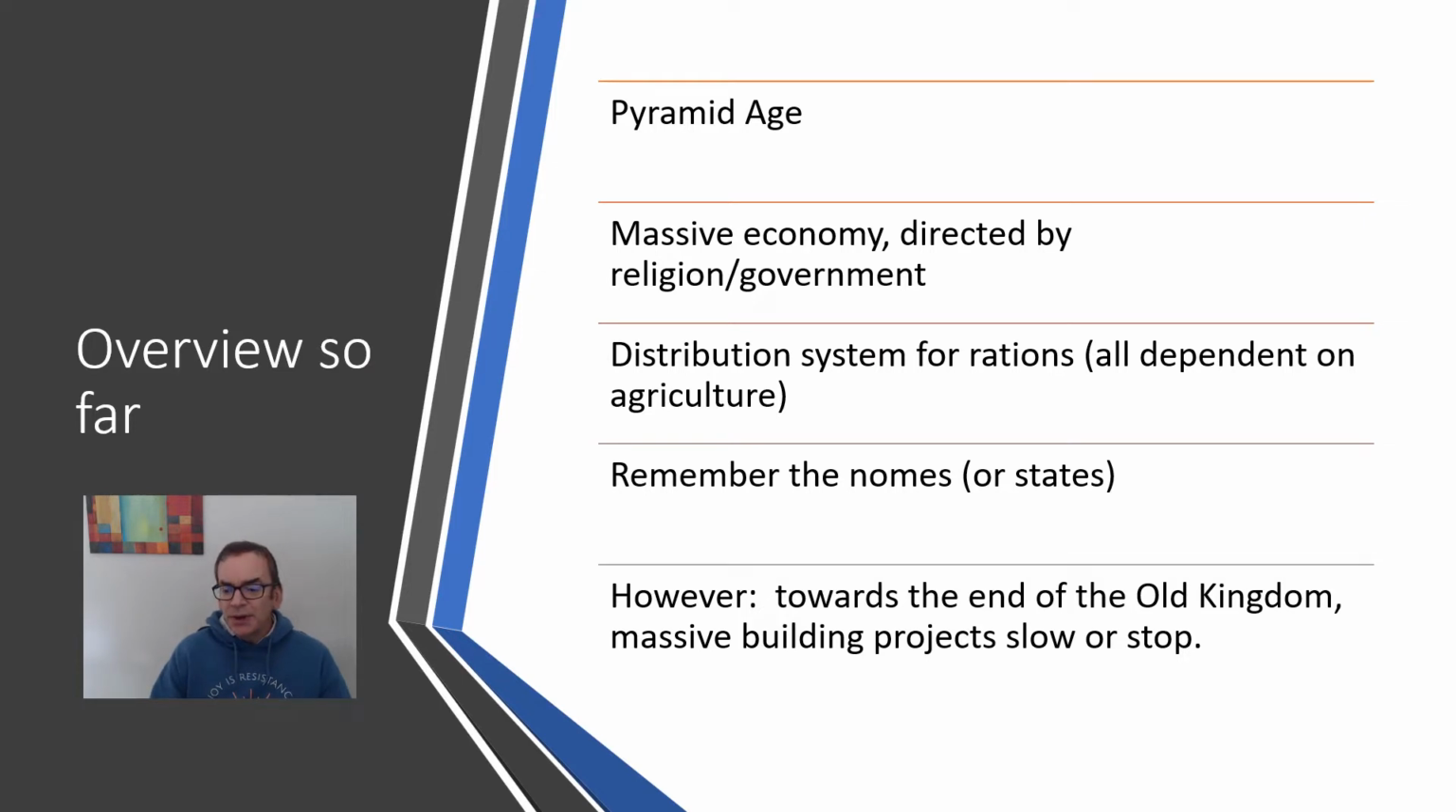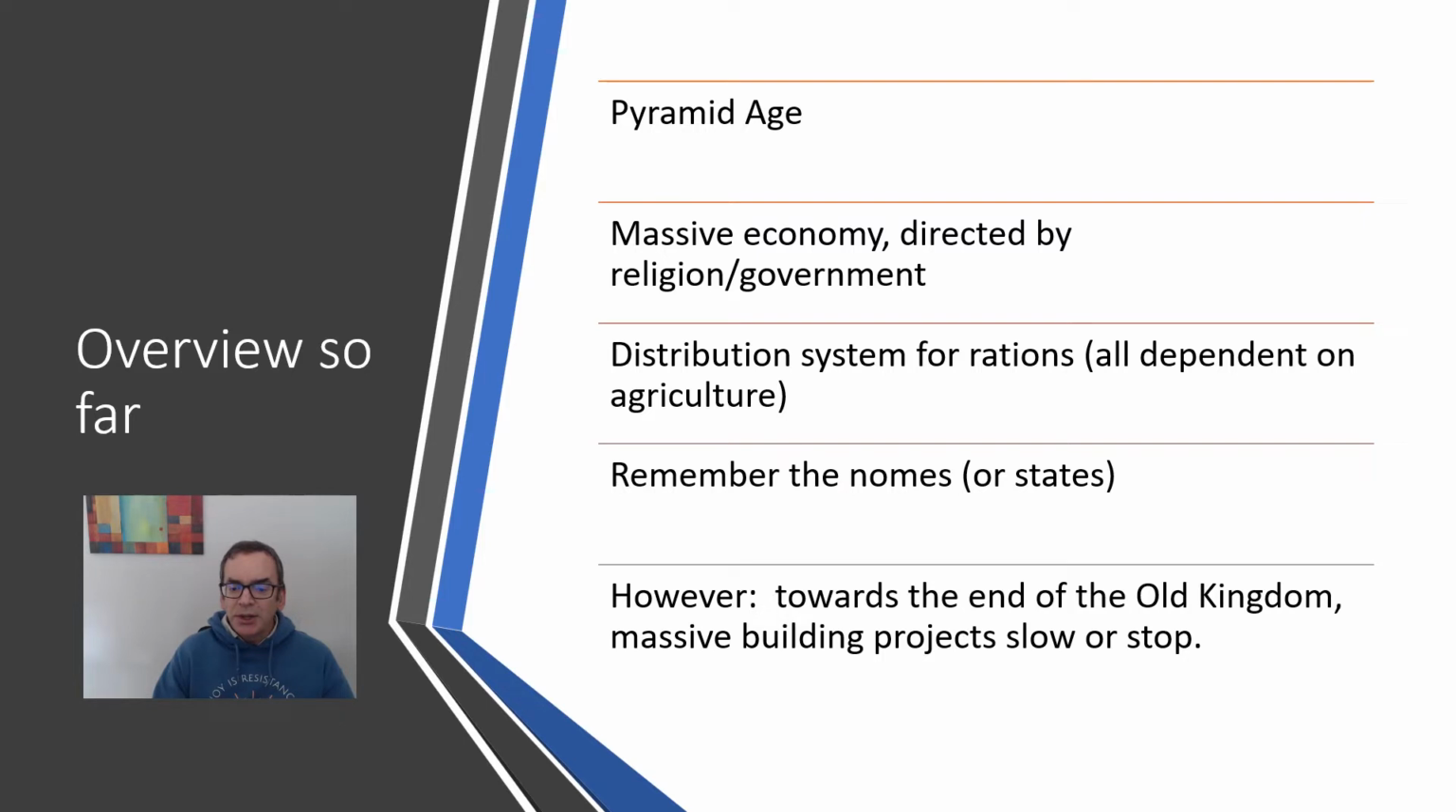So what we've looked at so far: the Old Kingdom is a period called the Pyramid Age, obviously because they built all of those pyramids, especially at the very beginning. And we've looked at this topic so many times. You've got a massive economy, which is built upon religion and, of course, the government, both tied together. You have this massive distribution system that took care of all the people that were building these massive structures during the Old Kingdom. And of course, all of this is dependent on agriculture.